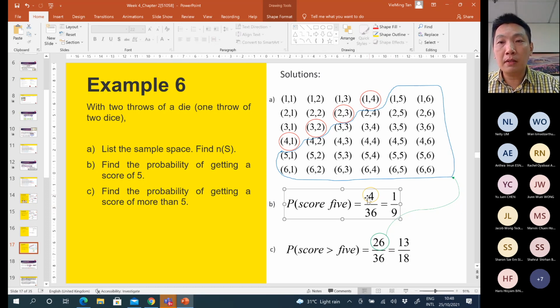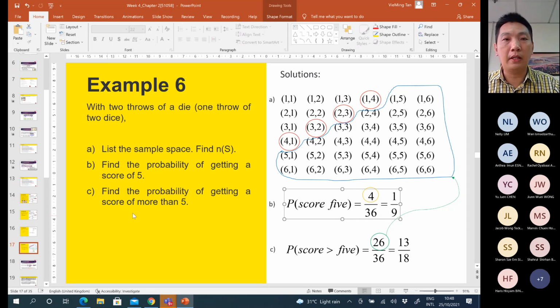Any question on this? Do you know how to get 4 and 36 here? 4 is because of these possible combinations. 36 is because this question involves two dice. If two dice, then there will be 36 possible outcomes. So far, so good.